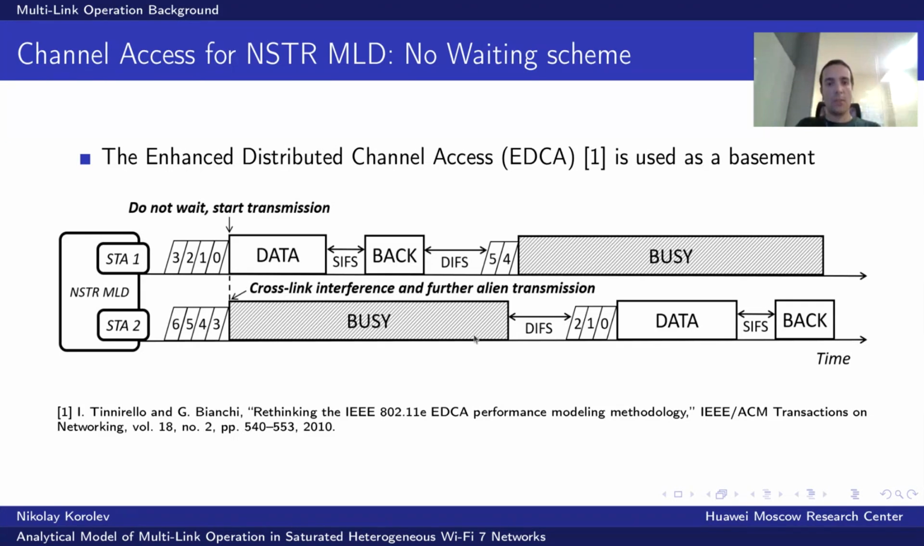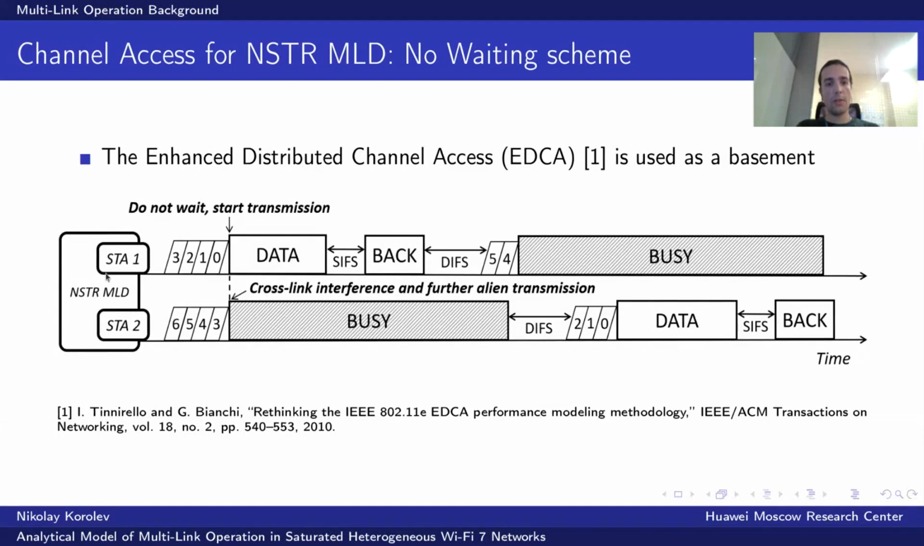The first scheme which we consider is called the no waiting scheme, and let me explain it in more detail. Here in our research, we usually suppose that the client devices are working in non-STR mode, and the access point is working in STR mode. Because the access point usually has much bigger size, and it can contain more complex and expensive chips.